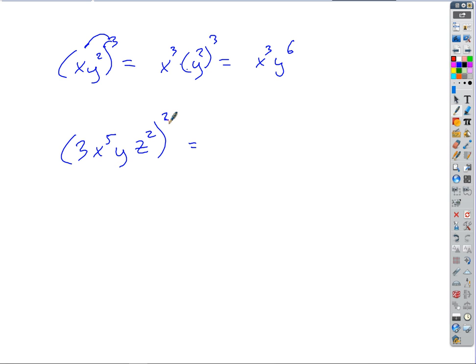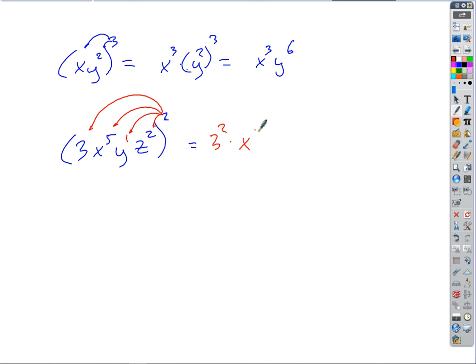Well, I'm going to distribute it, right? So I'm going to distribute the exponent to each of those places. Now, when a y is by itself, we don't write it, but what's the exponent? So 1, okay. So then I'm going to get 3 squared times x to the 5th squared. What's that going to be? 10th, right? Because if I take a power to a power, I multiply the exponents, right?